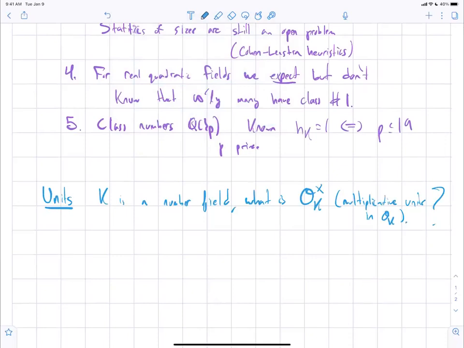And let me just mention notation. If you look in Milne, he calls this U sub K, and I think some other sources also use that. So U sub K is the units in O_K. I prefer the standard notation: if you have a ring R, then the units in that ring are R cross.